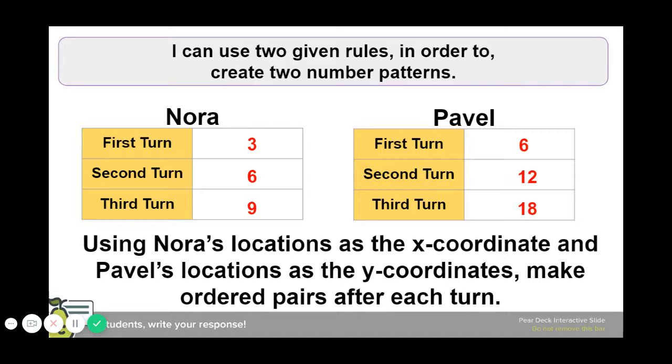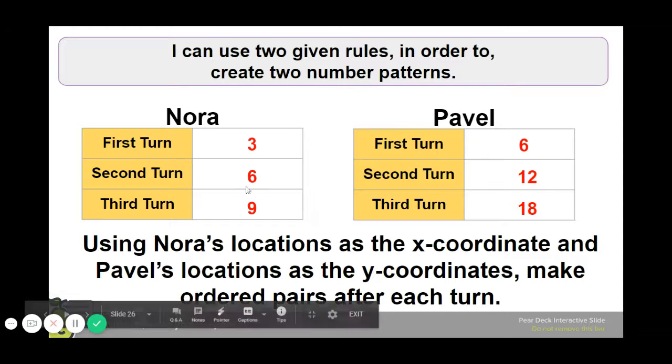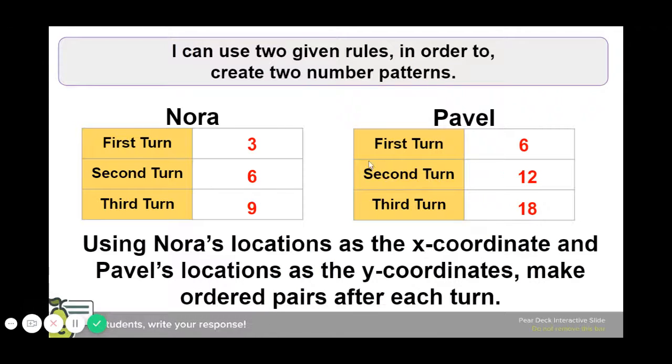So let's use Nora's locations as our x coordinates and Pavel's locations as our y coordinates. And we're going to make the ordered pairs after each turn. So that means Nora is our x coordinate and Pavel is our y coordinate. So our first coordinate will be 3, 6, because I used the first turn. Our second coordinate will be 6, 12. And our third coordinate will be 9, 18.